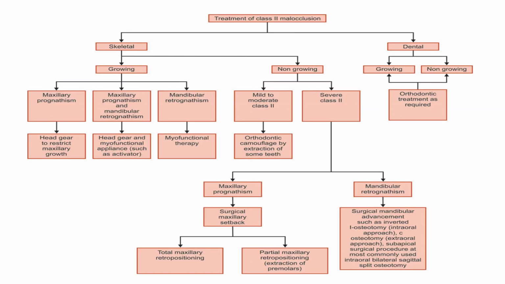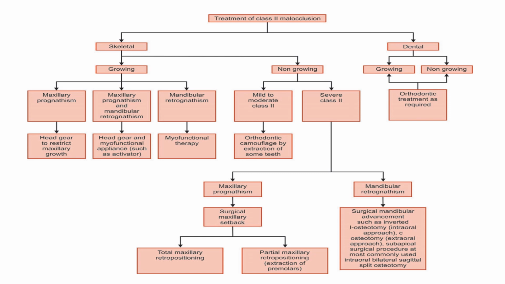So basically, to summarize the treatment strategy for a class 2 malocclusion, the first thing we have to see is whether it is a skeletal problem or a dentoalveolar problem. Now, if it is a dentoalveolar problem, whether it's a growing or non-growing patient, conventional orthodontic treatment is carried out. Now, for skeletal problems, it's different depending on whether the patient is growing or non-growing.